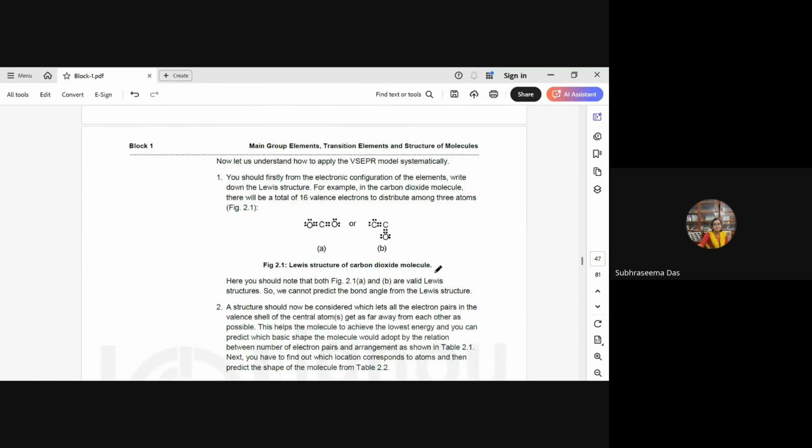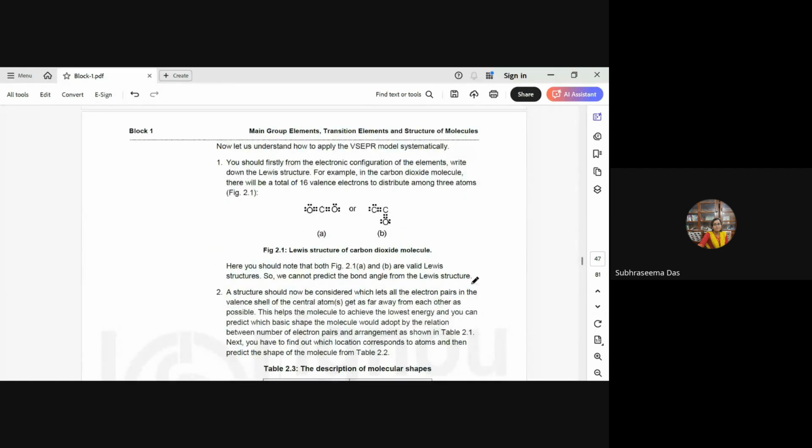So now we will look into how to successfully apply this VSEPR model to understand the geometry of a molecule. First, we write down the electronic configuration of the elements. For example, in the carbon dioxide molecule, there will be 16 valence electrons, when we look into the distribution of 2 O and 1 C. This representation can be done in two ways, here 2.1a and 2.1b. Here we cannot predict the bond angle from this Lewis structure.